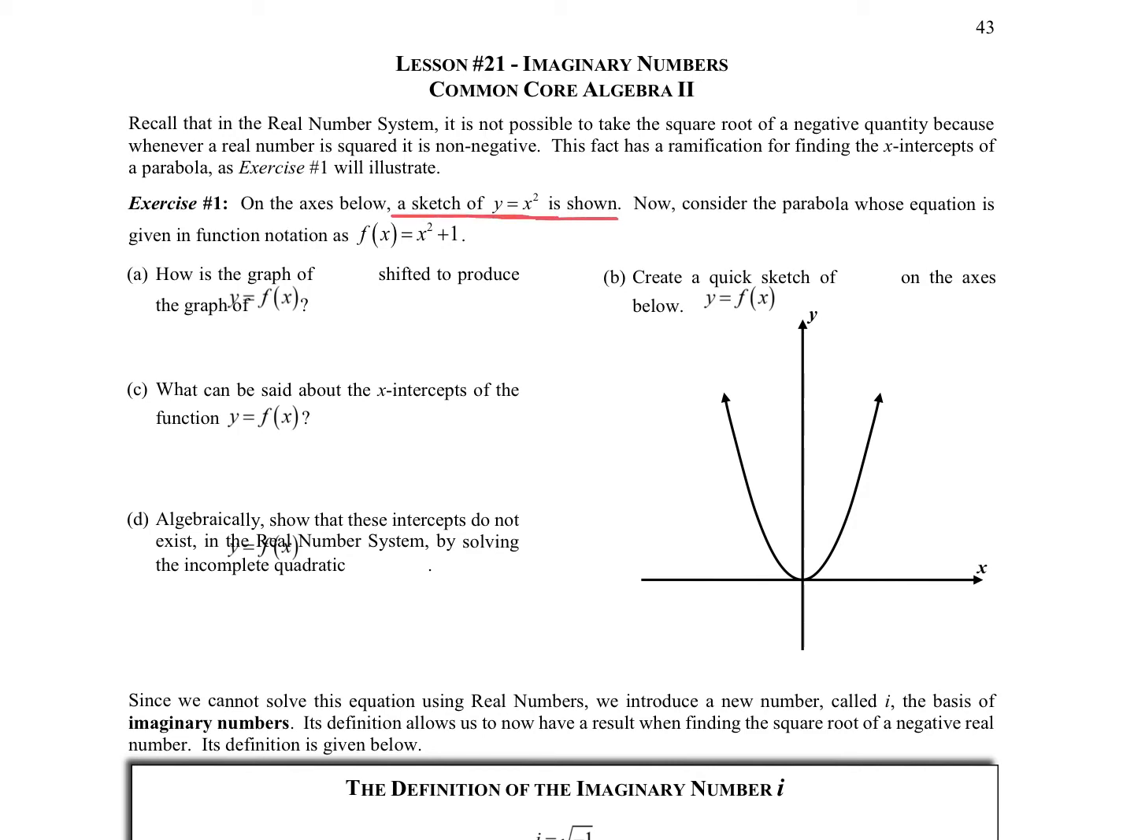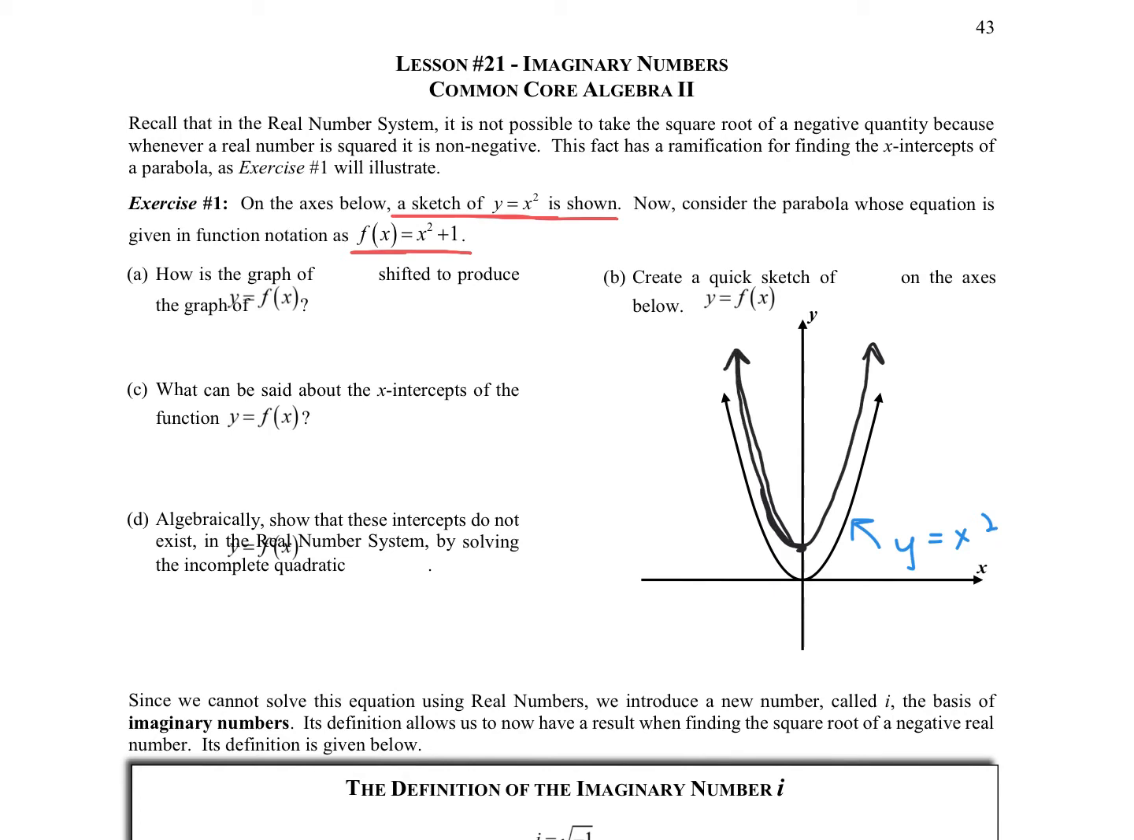Now we're going to consider the parabola whose equation is given by the function f of x equals x squared plus 1. So this is a graph of y equals x squared. And you can graph it on your calculator, but you will see that x squared plus 1 is the same exact graph, but it's moved up 1. Okay, so it's shifted 1. I can't draw it perfectly.